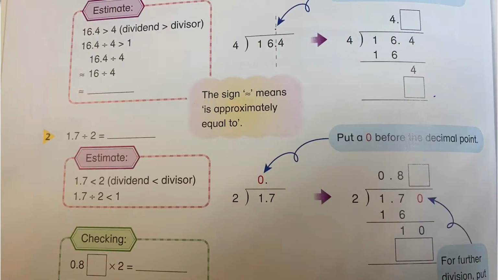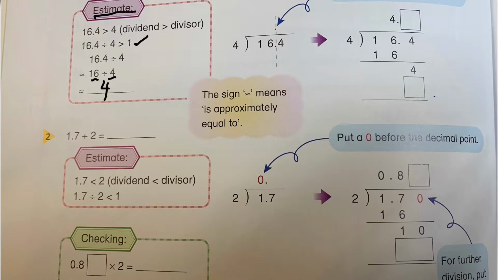Now let me turn to the board. 16.4 divided by 4, so let's estimate the result. 16.4 is bigger than 4, so 16.4 divided by 4 must be bigger than 1. When we make this estimation, 16.4 can be rounded off to 16, so 16 divided by 4 gives the answer 4.